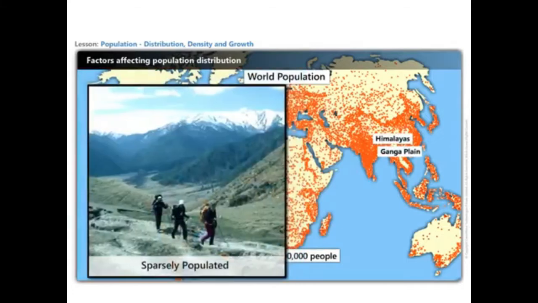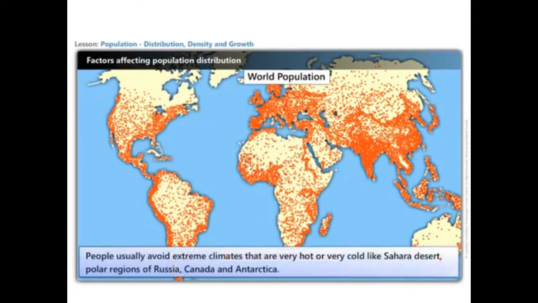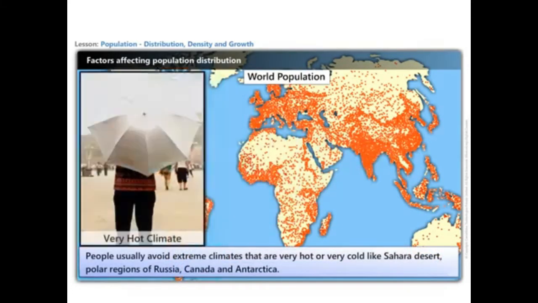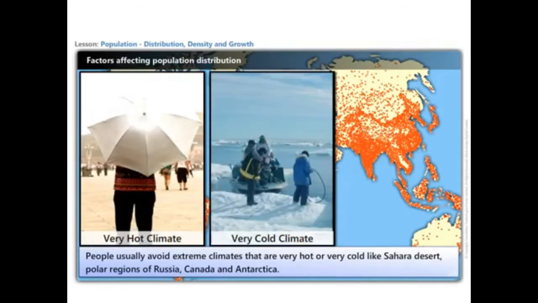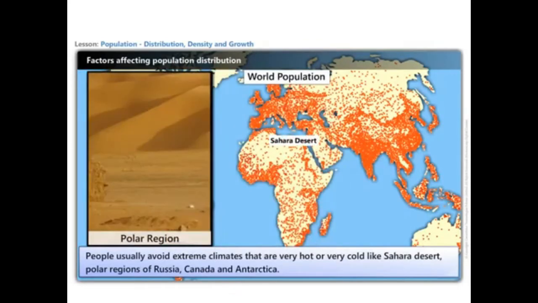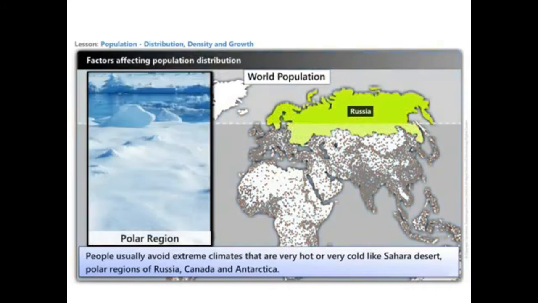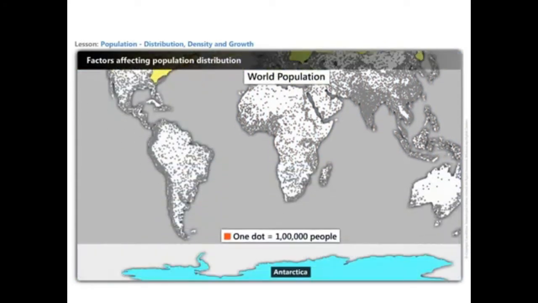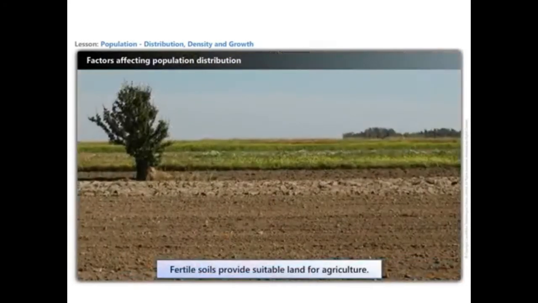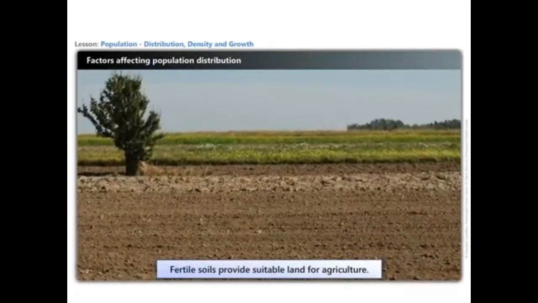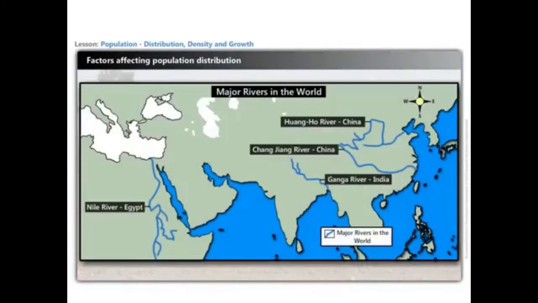The Ganga Plains are the most densely populated areas of the world, while mountains like the Andes and Himalayas are sparsely populated. People usually avoid extreme climates that are very hot or very cold, like the Sahara Desert, polar regions of Russia, Canada, and Antarctica. Fertile soils provide suitable land for agriculture. Fertile plains such as the Ganga in India, Huanghe, Changjiang in China, and the Nile in Egypt are densely populated.